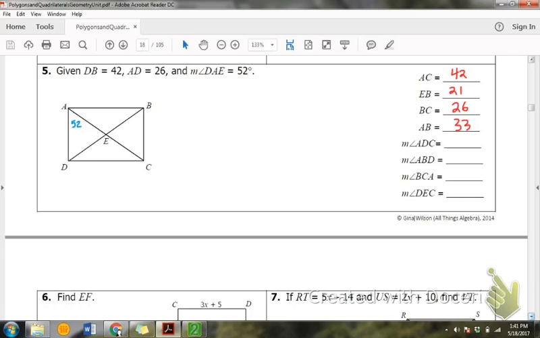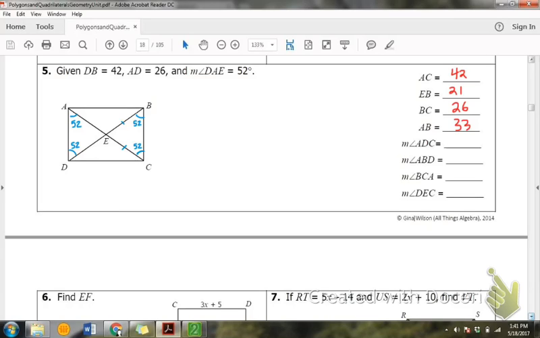If that one is 52, then isn't this one down here also 52 because of alternate interior angles? And then we learned, right, that this is an isosceles triangle. So if this one's 52, then this one up here is 52, right? Same thing over here. This one's 52. Are we remembering that okay?